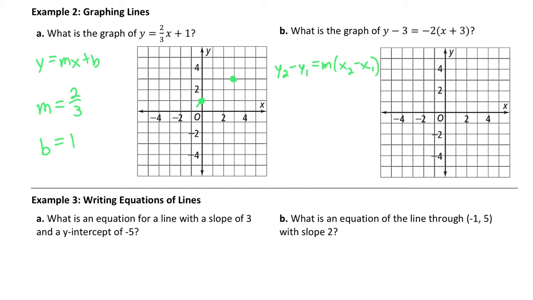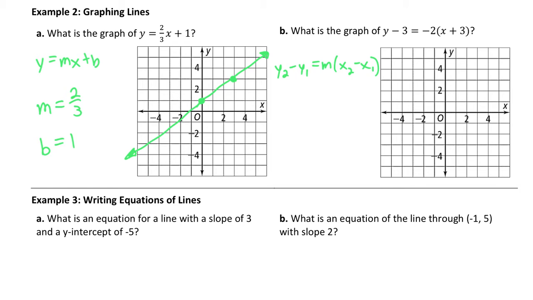And I only need 2 points to draw a line. And when you graph a line, I want you to extend that line across the entire coordinate grid to show that this line extends to infinity in both directions. Okay? So that's graphing a line in slope-intercept form.